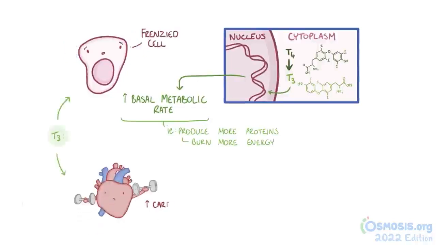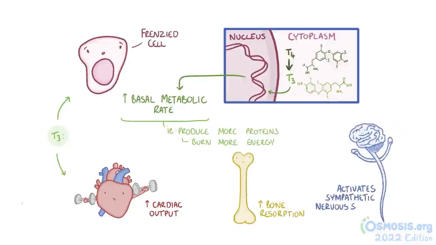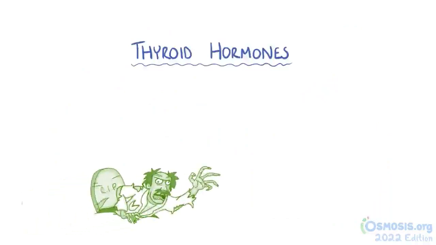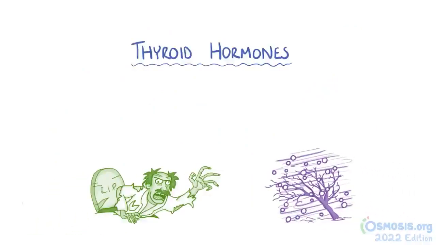T3 increases cardiac output, stimulates bone resorption, which thins out the bones, and activates the sympathetic nervous system, which is the part of the nervous system responsible for our fight or flight response. Thyroid hormone is important, and the occasional increase is like getting a boost to fight off a zombie, or to stay warm during a snowstorm.